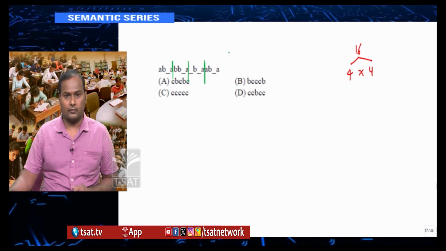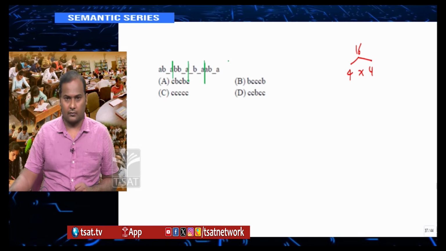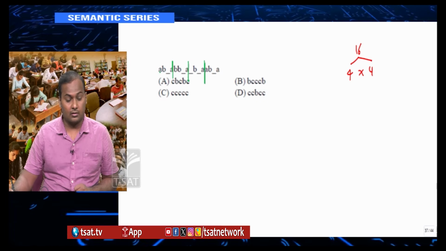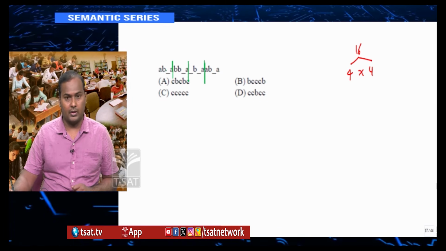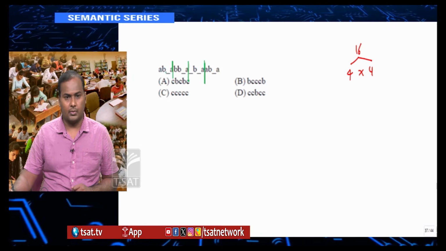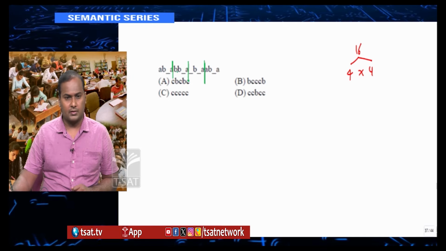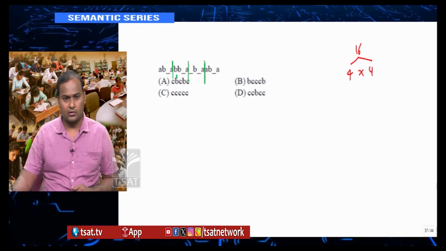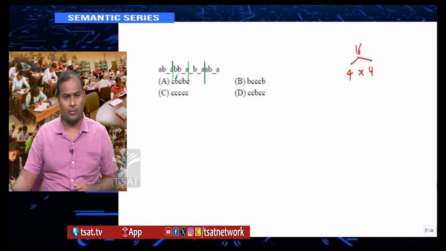Now after repeating into 4 blocks, check for the common. So what is the first block? The first block is A, B, gap A. So A, B, gap A. Now here also check with the second block A. Here it is not A, so I can't get common.